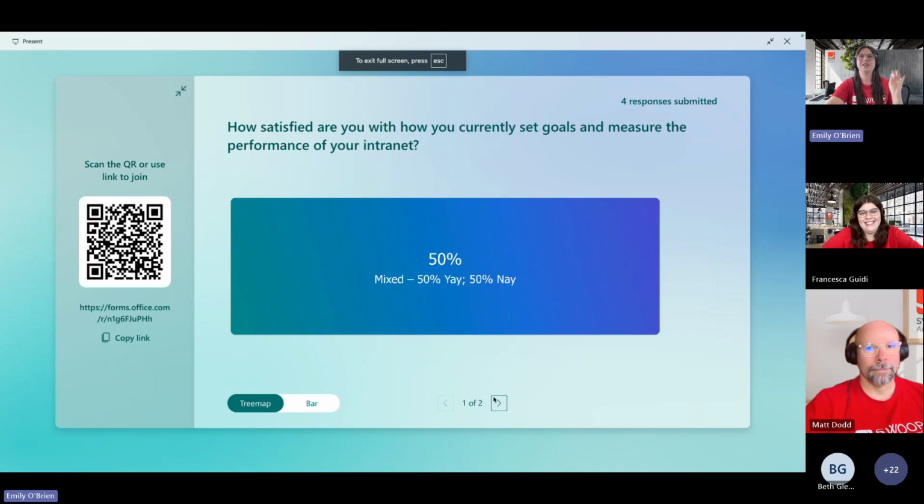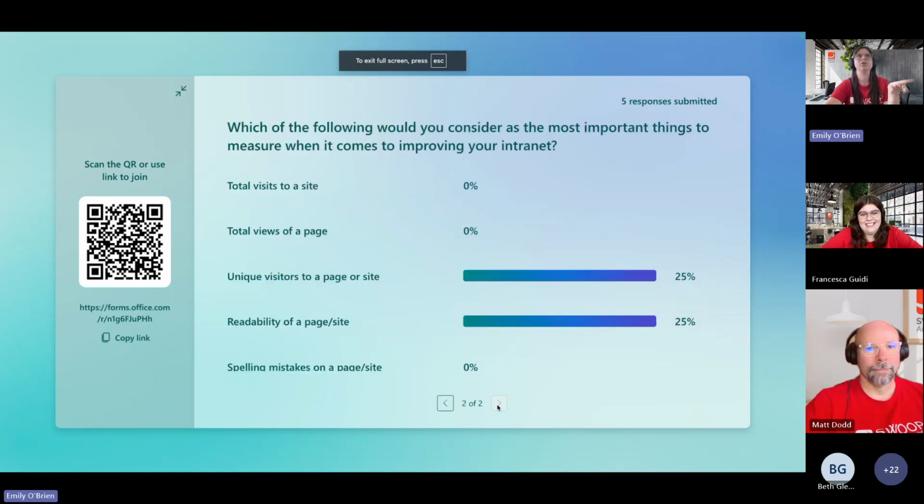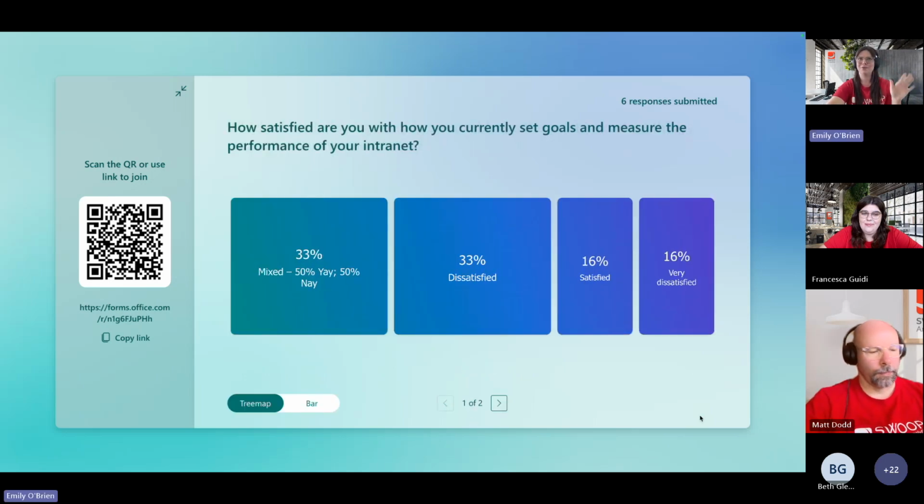And then our second question, I can toggle back and forth between the two. Which of the following would you consider as the most important things to measure when it comes to improving your intranet? Emphasis on the word improving. So I'll give you all a moment just to answer those two quick questions. They shouldn't require a massive amount of thought. You should know the question straight up.